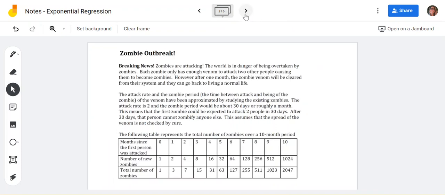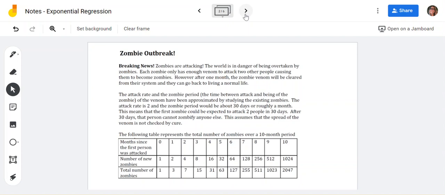So, zombie outbreak. Zombies are attacking. The world is in danger of being overtaken by zombies. Each zombie only has enough venom to attack 2 other people, causing them to become zombies. However, after 1 month, the zombie venom will be cleared from their system and they go back to living a normal life. The attack rate and the zombie period, the time between attack and being a zombie, of the venom has been approximated by studying existing zombies. The attack rate is 2 and the zombie period would be about 30 days or roughly a month.